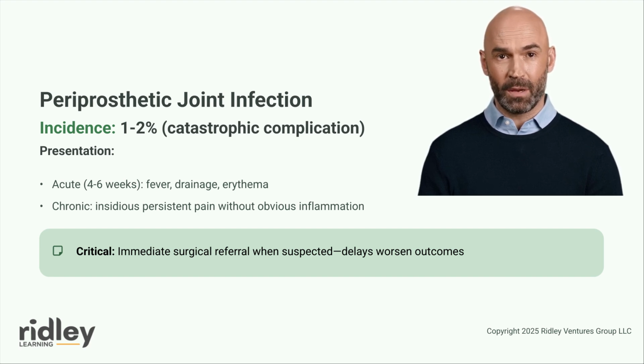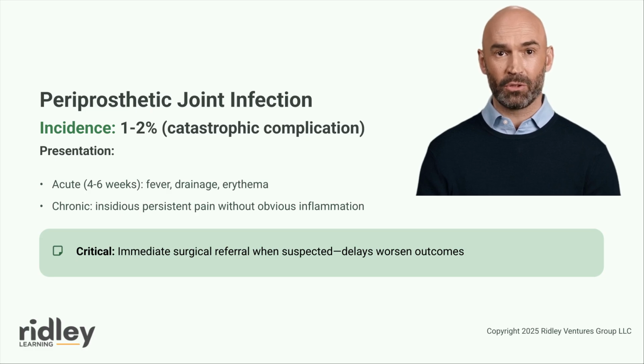Patients with diabetes, obesity, inflammatory arthritis, immunosuppression, prior shoulder surgery, and prolonged operative time are at increased risk for postoperative infection. Acute postoperative infection typically presents within the first 4 to 6 weeks following surgery with fever, wound drainage, erythema, warmth, and progressive pain. Delayed or chronic infection may present insidiously with persistent pain, stiffness, and functional limitation months to years after surgery, often without obvious signs of acute inflammation.